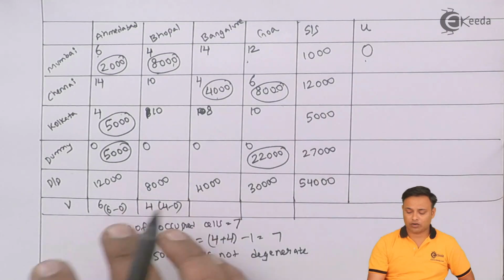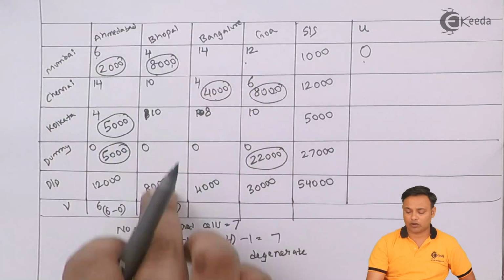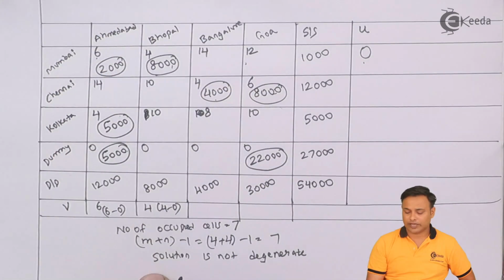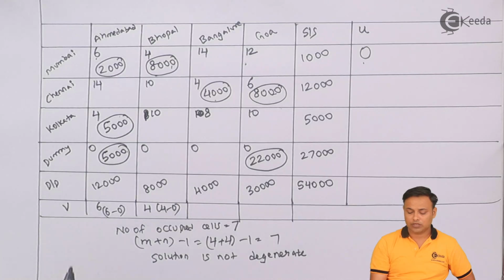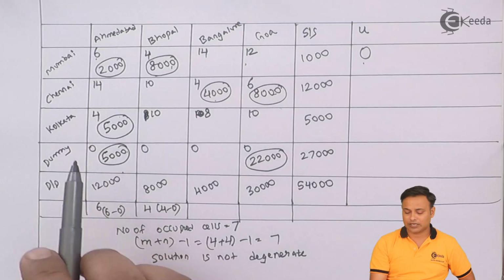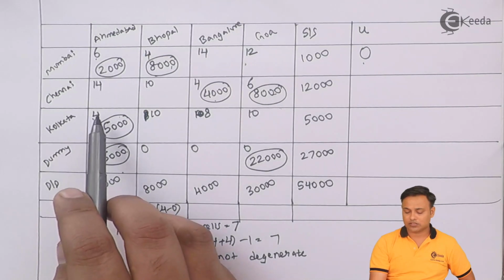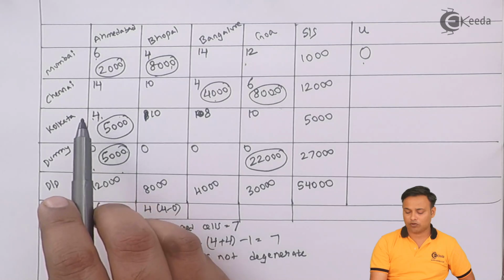And from this 0 I got these 2 occupied cells. There is no other occupied column. In the second column we have 2 occupied cells. In the first column there are 2 occupied cells, 4 and 0. At this Kolkata, Ahmedabad we have cost 4.